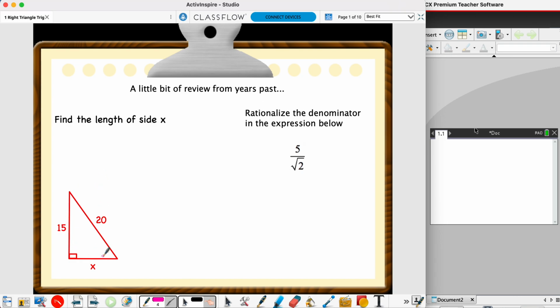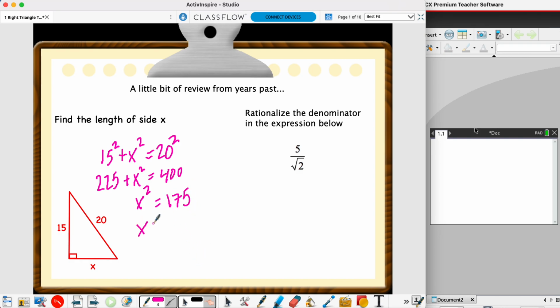So starting here, if you have a right triangle and you know two sides of the right triangle, it is imperative that we know how to find the third side. To do that, we use the Pythagorean Theorem. This is a middle school math topic, but in a right triangle, the hypotenuse squared is equal to the two legs squared added together. So 15 squared plus x squared is equal to 20 squared. 15 squared is 225, plus x squared is equal to 400. When we subtract 225, we get that x squared is equal to 175. And then x would just be the square root of 175.